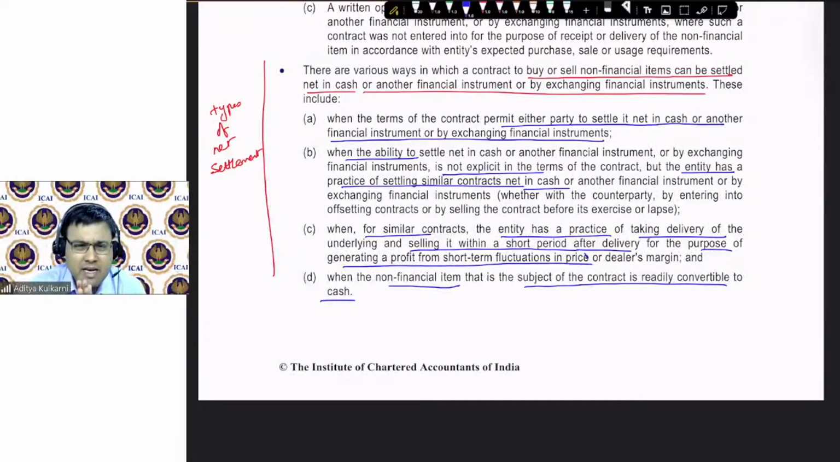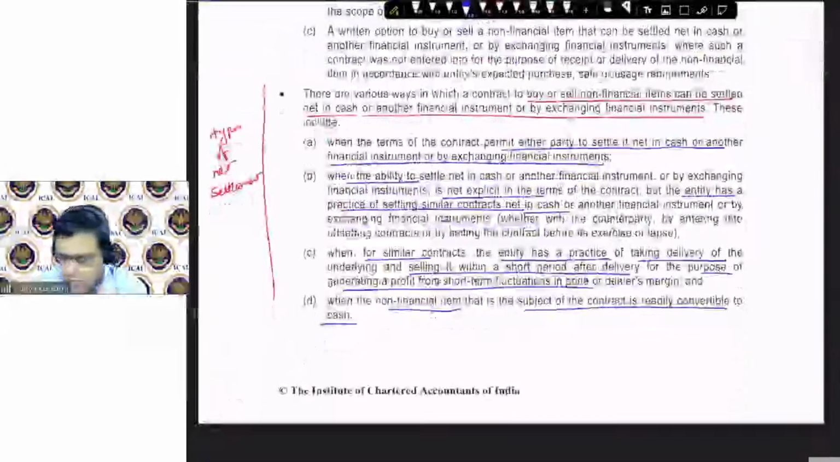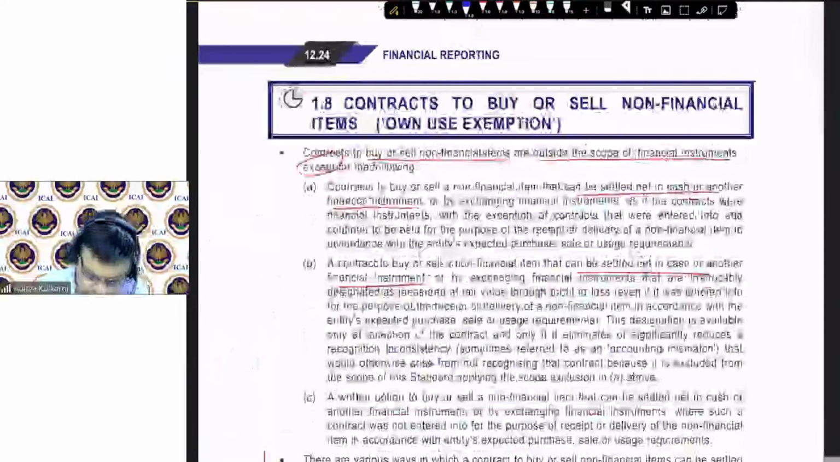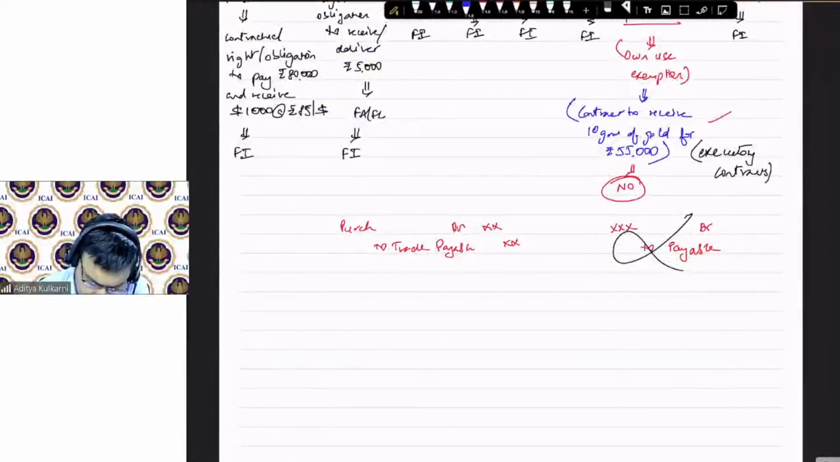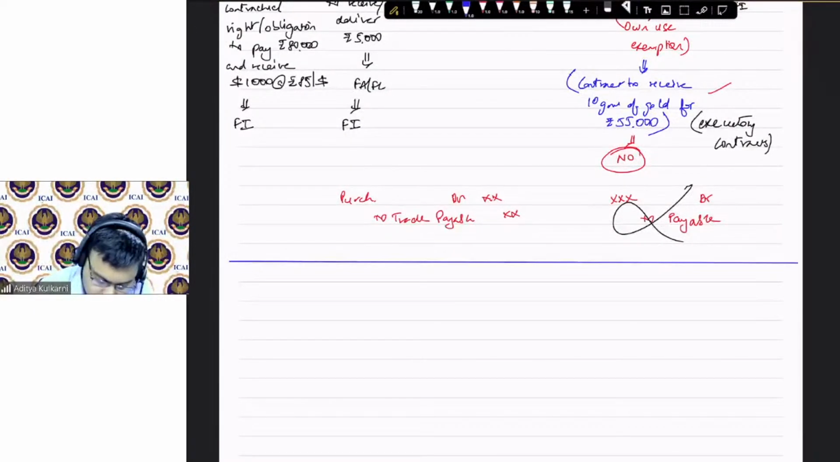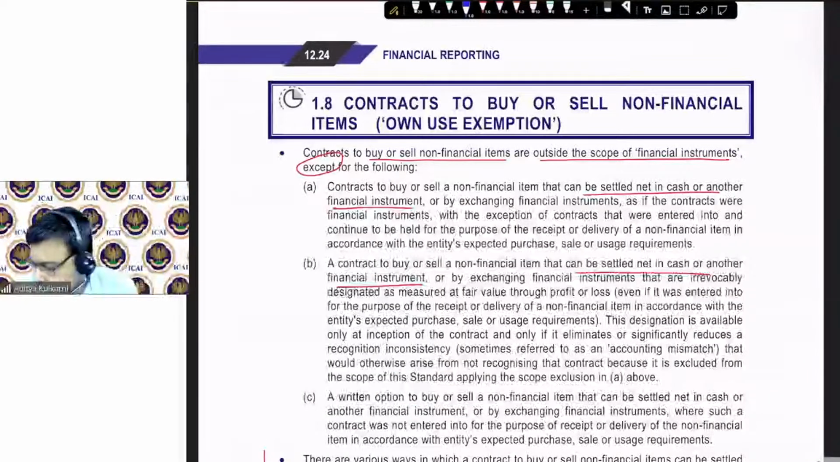Is it okay? Are you absolutely clear about own use exemptions? Yes. Net settlement, types of net settlement, are you absolutely clear? Yes. Any doubt so far, anyone? Anybody, any doubts? Namrata, Janvi, any doubts? Yes.